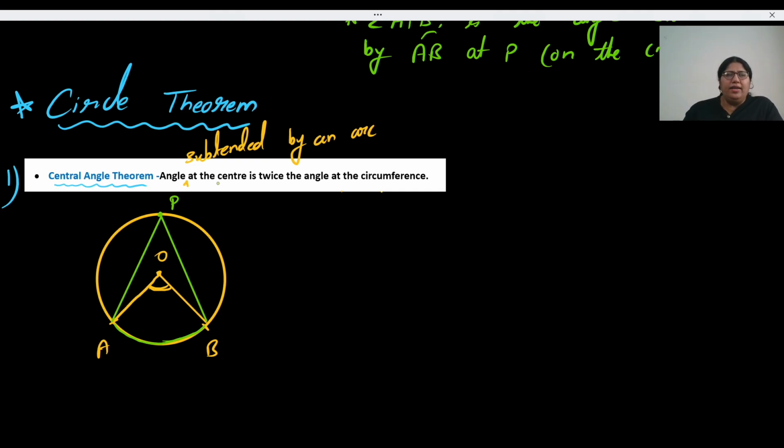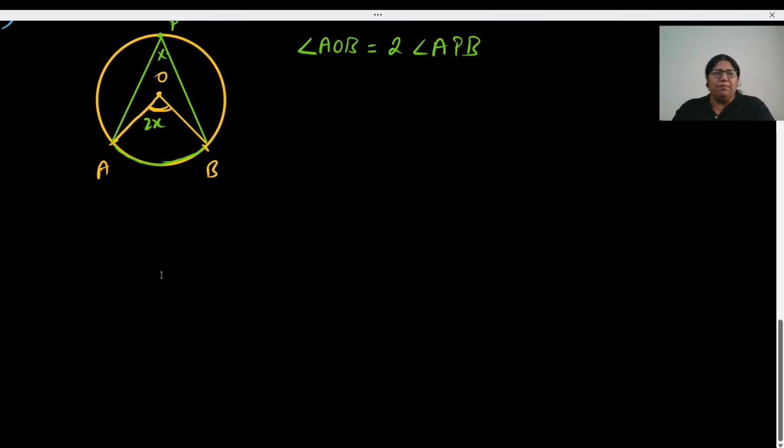So how will we write it down? Angle at the center, which is angle AOB, is twice angle APB. This means if this angle is X, then this will be 2X. If this is 50 degrees on the circumference, then at the center it is going to be 100 degrees. So let us see one example based on this theorem. We'll be seeing one example for each, and at the end we'll be discussing exam type questions. So this is your example question.